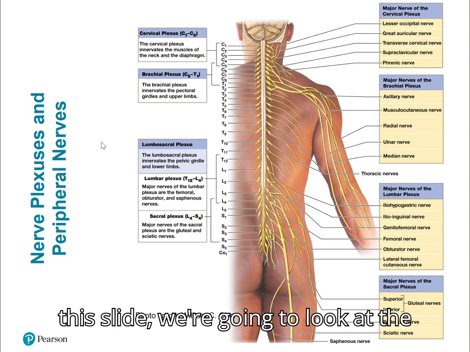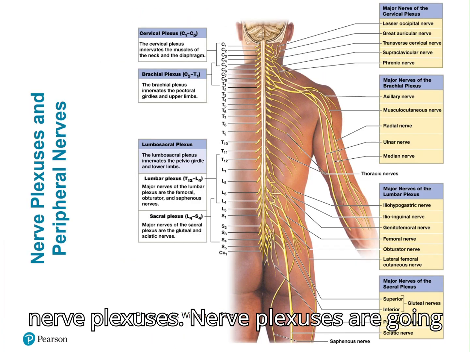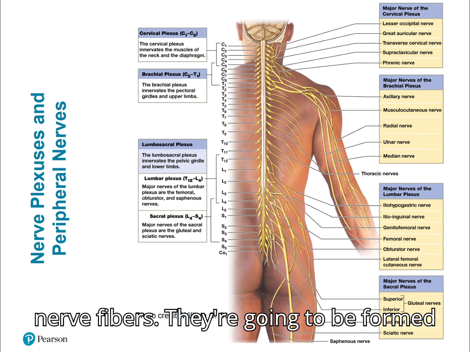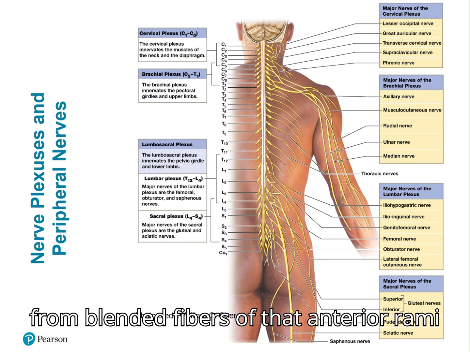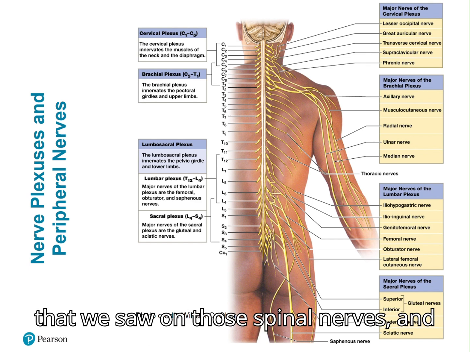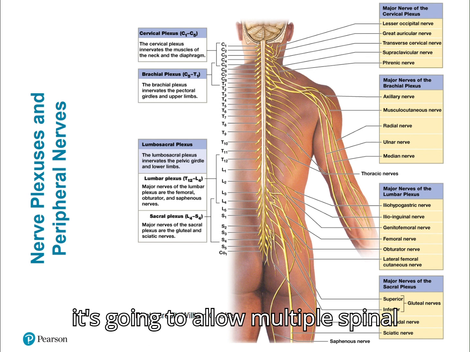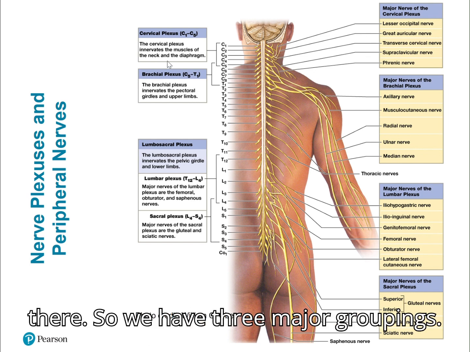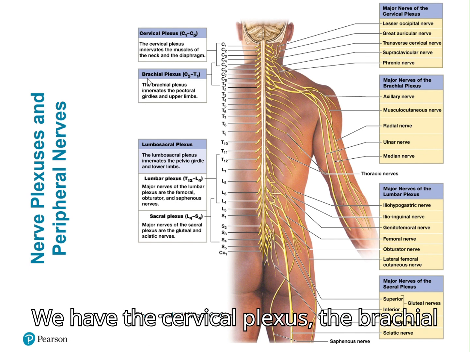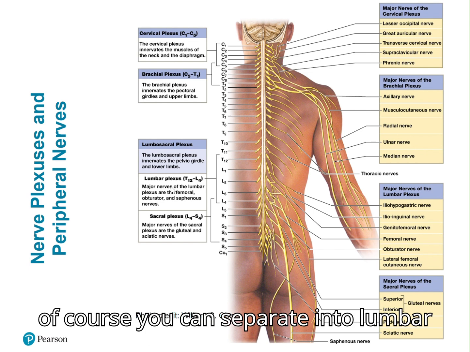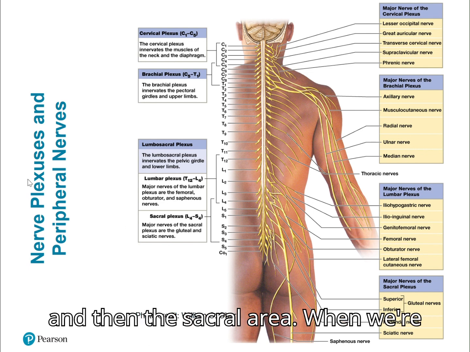So in this slide, we're going to look at the nerve plexuses. Nerve plexuses are going to be complex interwoven networks of nerve fibers. They're going to be formed from blended fibers of that anterior rami that we saw on those spinal nerves, and it's going to allow multiple spinal nerves to supply the same structures in there. So we have three major groupings. We have the cervical plexus, the brachial plexus, and the lumbosacral plexus, which of course you can separate into lumbar and then the sacral area.